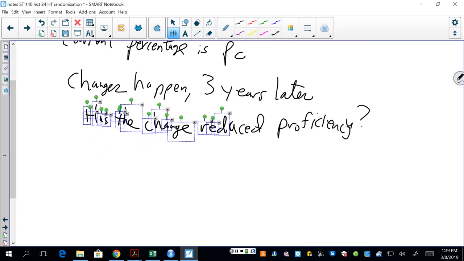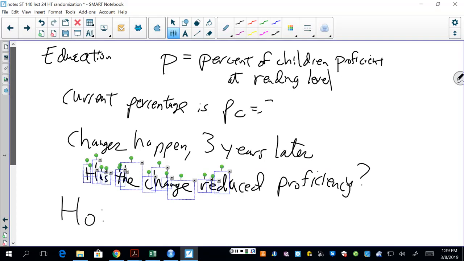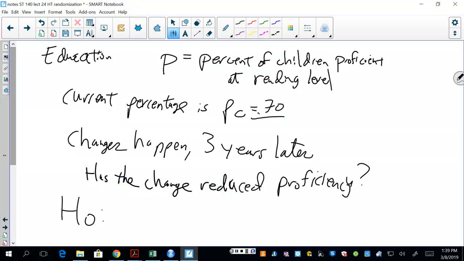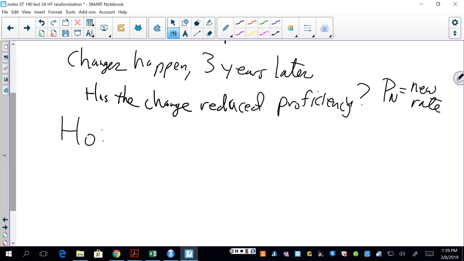So this would be set up as a null hypothesis. Say this value up here of P sub C was something like 70%. And now let P sub n equal the new rate of proficiency. Is that new rate equal to what it was before, or is it less because we've cut budgets, cut staff, cut extra reading professionals and extra help in the schools to save some money? What would you want to set up as a null or alternative hypothesis?